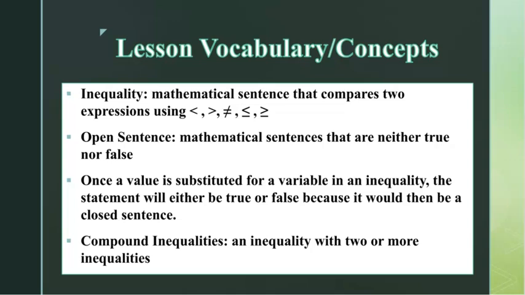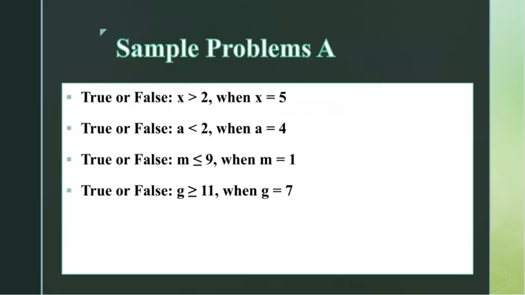We're also going to be looking at open sentences. An open sentence is a mathematical sentence that is neither true nor false. If it's an open sentence, that means there's a variable involved, so you're going to put a number in there to see if it would be true or false. Once a value is substituted for a variable in an inequality, the statement will either be true or false because it would then be a closed sentence. And then we're also going to look at compound inequalities, which is just an inequality that has two or more inequalities involved. So let's take a look at sample 1.